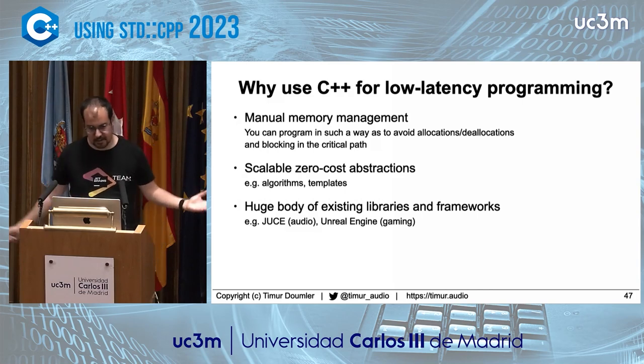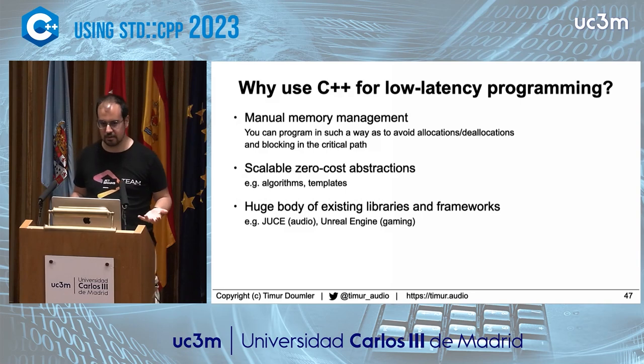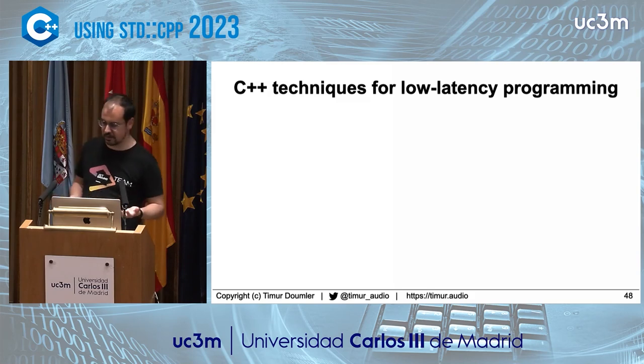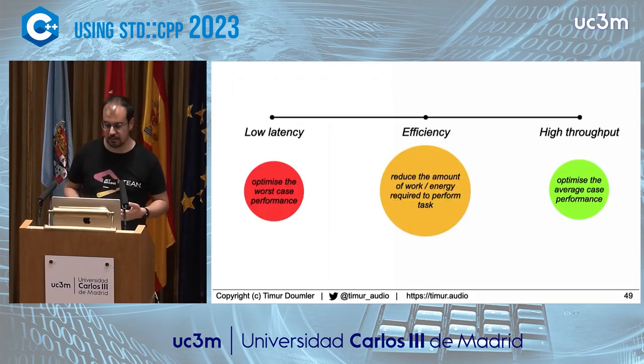So C++ is great for this kind of stuff. And how do we use C++ for this kind of stuff? Like, how do we program C++ for low latency programming? And it turns out there's a whole range of techniques. And again, it depends on what you want to optimize for. If you want to optimize for high throughput, there's certain techniques.